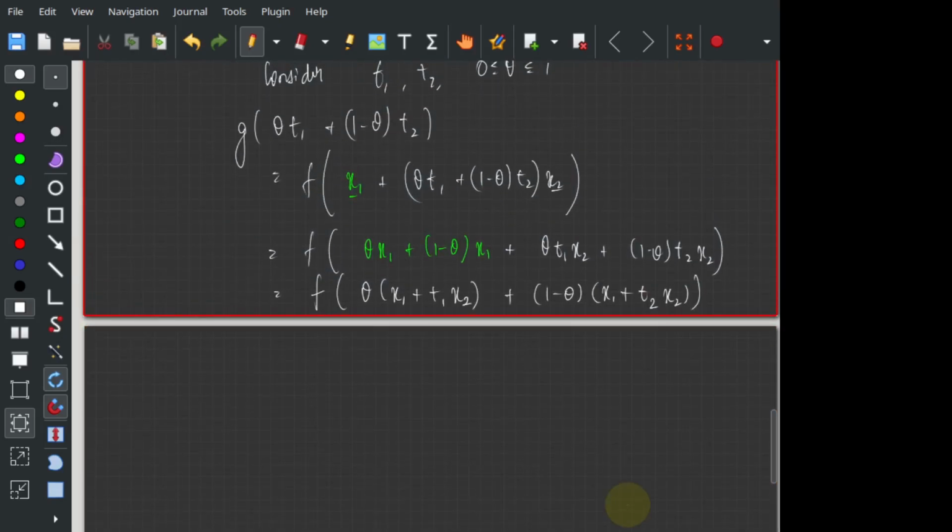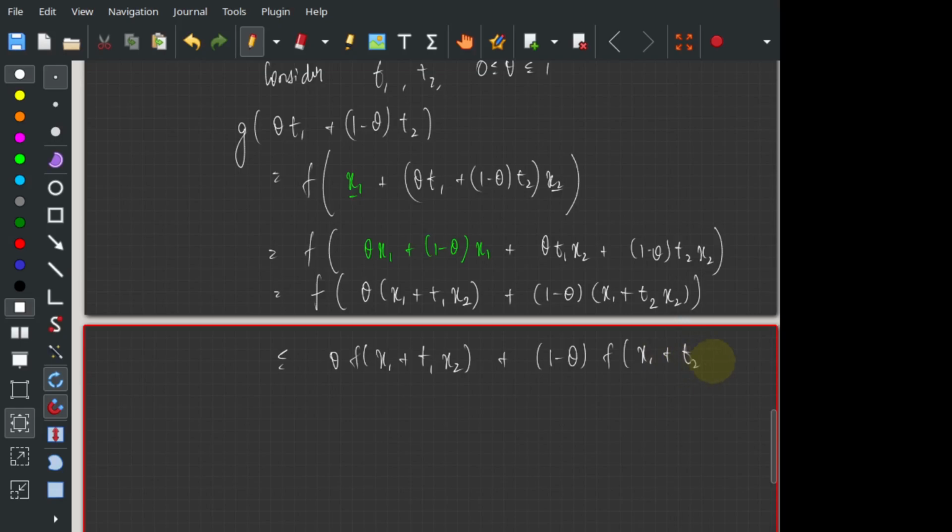What can I do next? F is convex, so by definition this is less than or equal to theta times f of x1 plus t1 x2 plus 1 minus theta times f of x1 plus t2 x2, which is simply theta times g of t1 plus 1 minus theta times g of t2. Right?